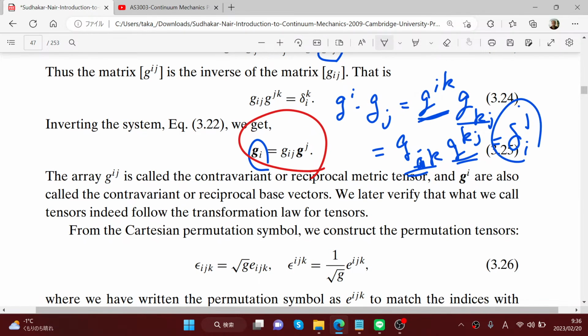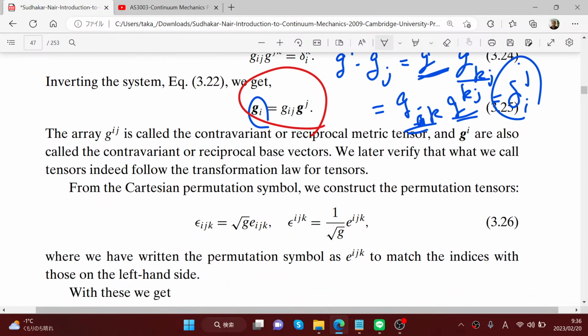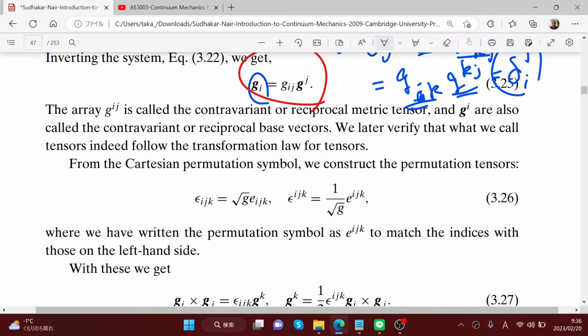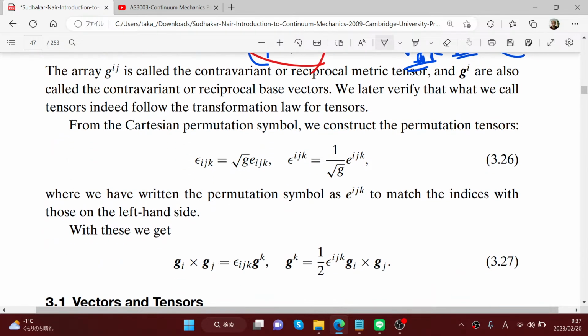The array Gij is called the contravariant or reciprocal metric tensor, and Gi are also called contravariant or reciprocal base vectors. We later verify that what we call tensors indeed follow the transformation law for tensors.